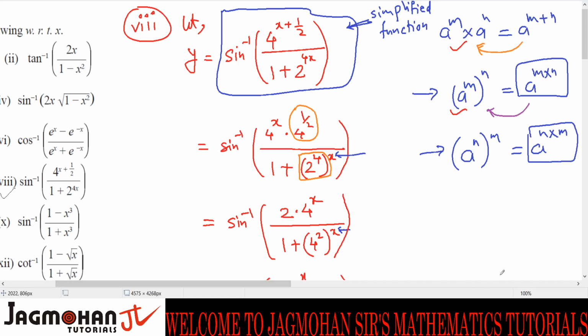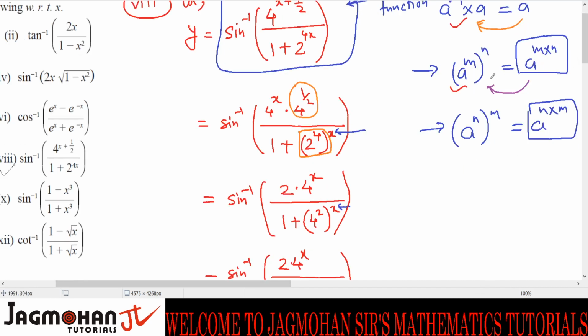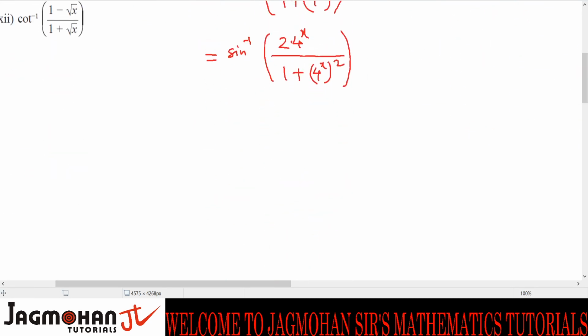So what we understand is, if we have a raised to m the whole raised to n, this n and m can be interchanged. So this will become sine inverse of 4 raised to x square. I have got this. So next what I follow here is, look at this, this is my y. When I see this expression, it reminds me of one basic expression which I had taught you in the earlier videos.